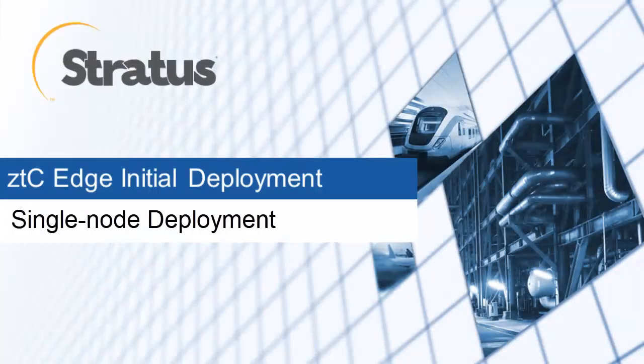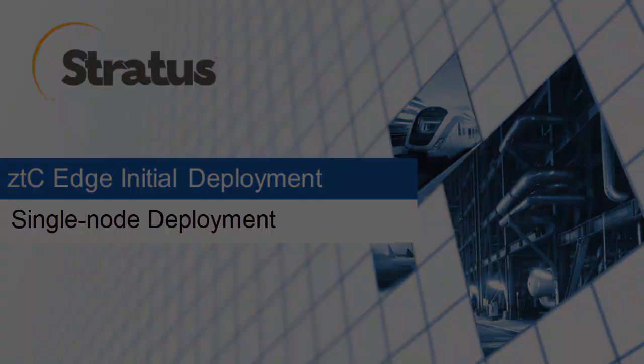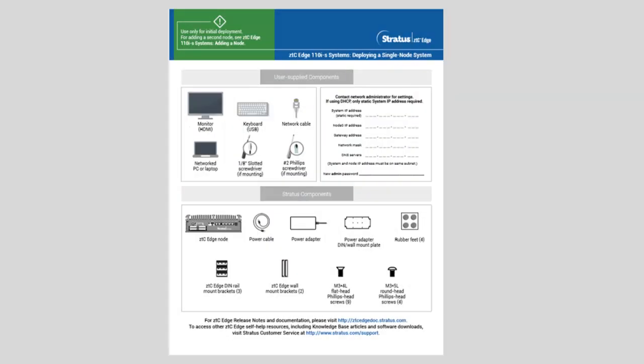Welcome to the Deploying a Single Node ZTC Edge System training module. The deployment steps covered in this training module are also included in the Quick Deployment Guide that ships with your system. The guide provides you with the 6 steps necessary to successfully deploy your environment. We'll now cover these 6 deployment steps.